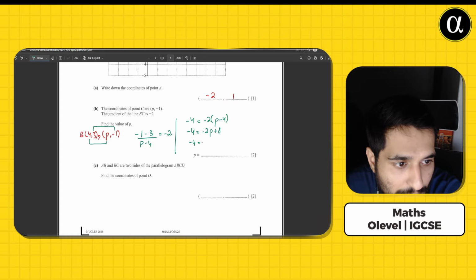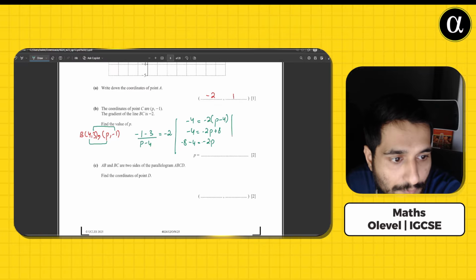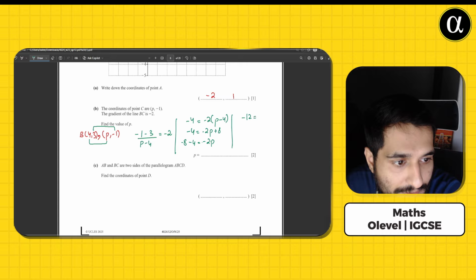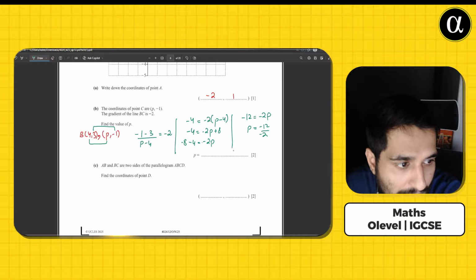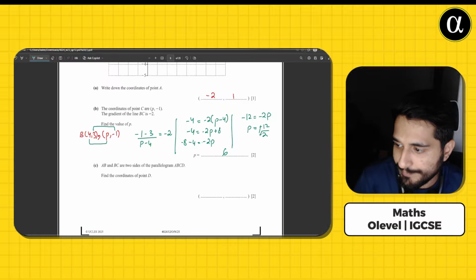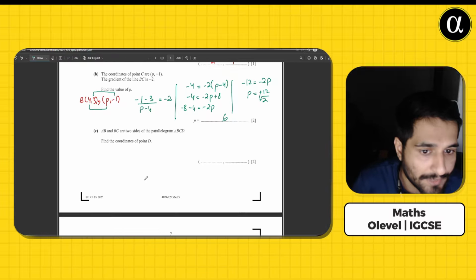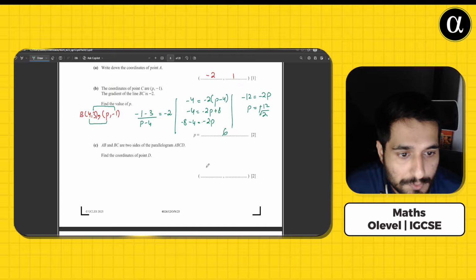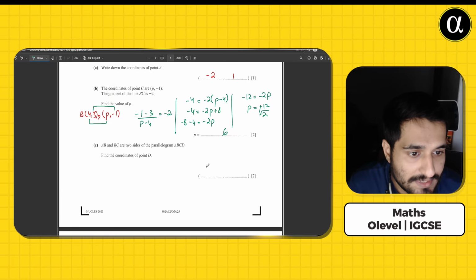And this would be what? Plus 8 would move on to that side. It would become minus 8. Minus 8 minus 4 is equal to minus 2P, and what we get is minus 12 is equal to minus 2P, and the value for P is going to be minus 12 over minus 2, and that is going to be with a negative sign, hence the answer is going to be positive 6.